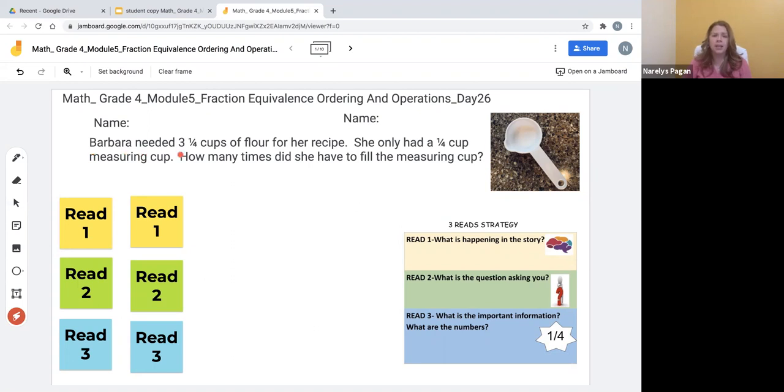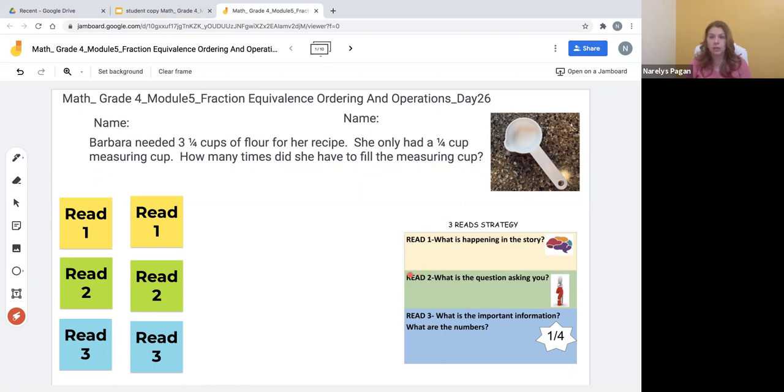Barbara needed 3 1/4 cups of flour for her recipe. She had only a 1/4 cup measuring cup. How many times did she have to fill the measuring cup?